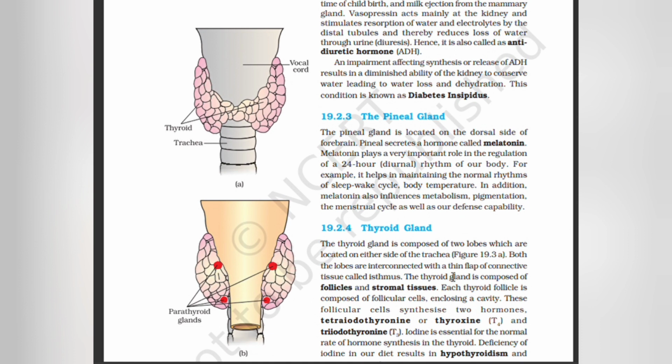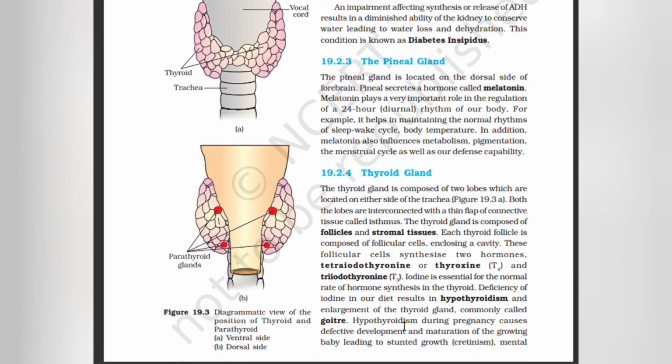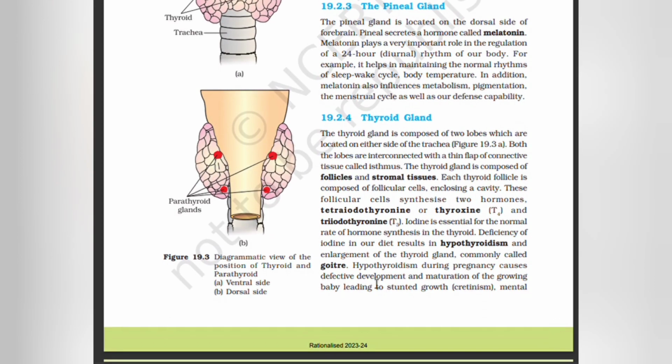Each thyroid follicle is composed of follicular cells enclosing a cavity. These follicular cells synthesize two hormones, tetraiodothyronine or thyroxine, and triiodothyronine, that is T3. Iodine is essential for the normal rate of hormone synthesis in the thyroid. Deficiency of iodine in our diet results in hypothyroidism and enlargement of the thyroid gland, commonly called goiter.